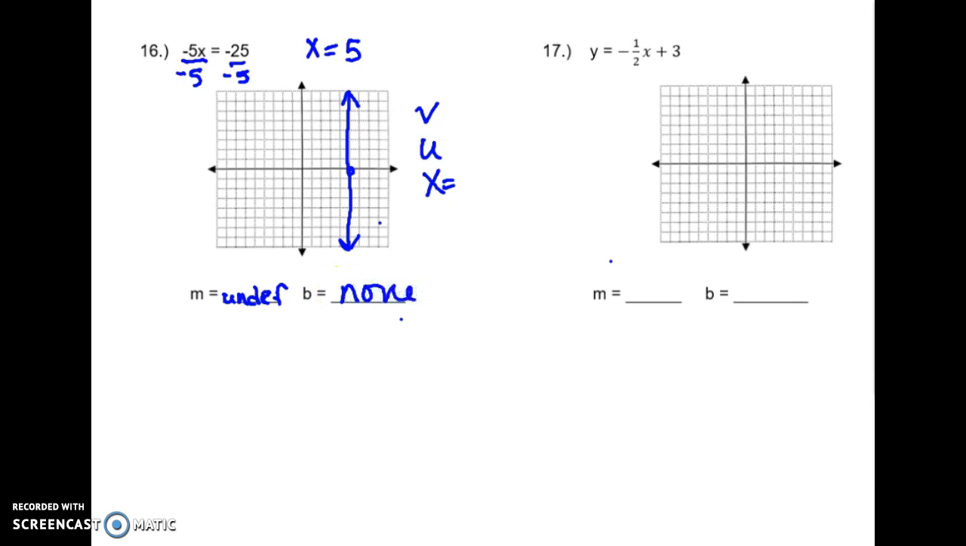All right, number 17, it's already in slope-intercept form. We like that, mx plus b, so our slope is negative 1/2, and our y-intercept is 3. So to graph it, let's start at the y-intercept, which is 3. 1, 2, 3, so there's our y-intercept at positive 3. Our slope is negative 1/2, so we're going to go down 1, to the right 2, down 1, to the right 2, and we're going to graph like that. So it's going to look something like that.